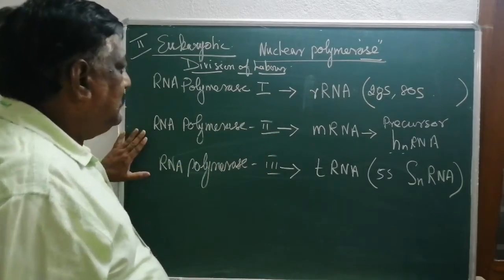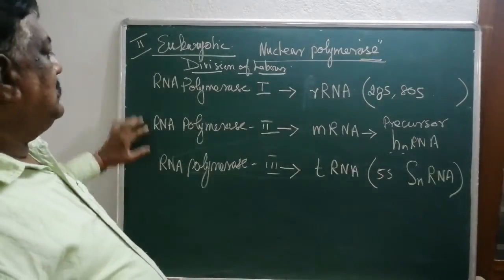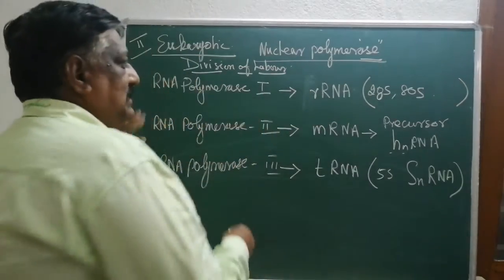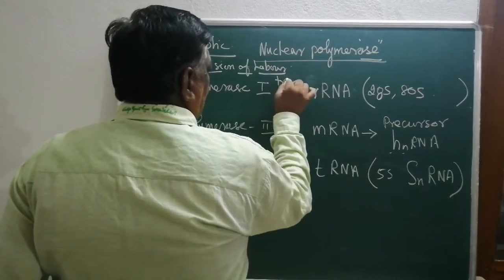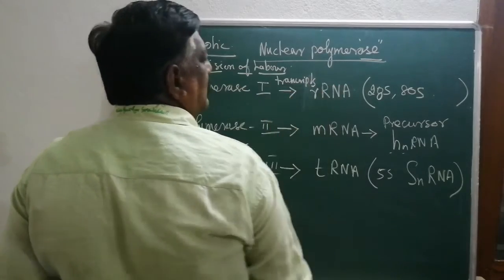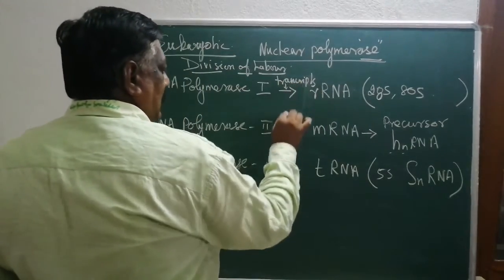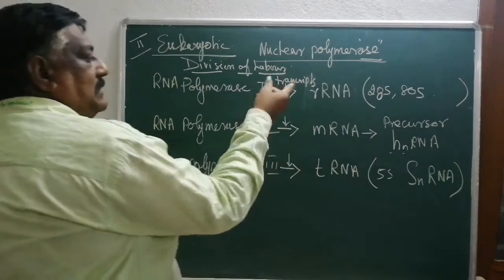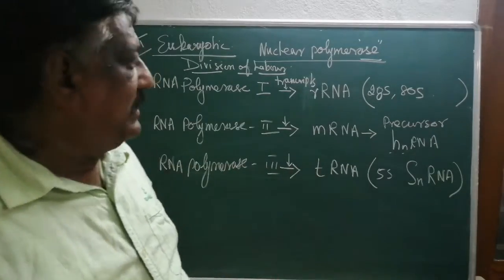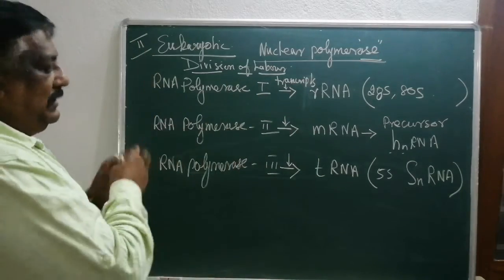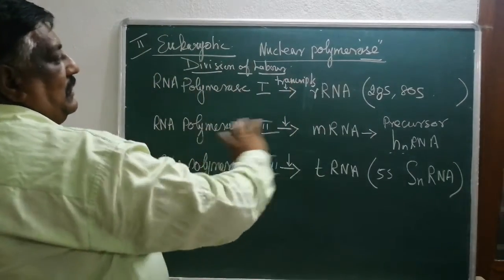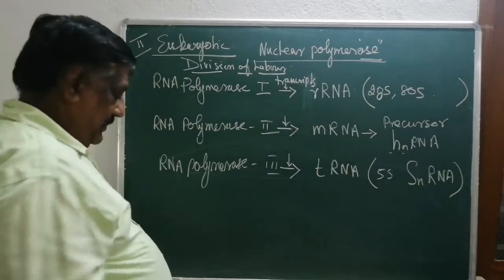So now there are three types of RNA polymerase. RNA polymerase 1, which actually transcribes, don't say prepare, transcribes, the same word can be used here. They transcribe rRNA, they transcribe mRNA, they transcribe tRNA. So this is a small introduction. Now we are going to see how this process of transcription takes place in eukaryotic cells, right?